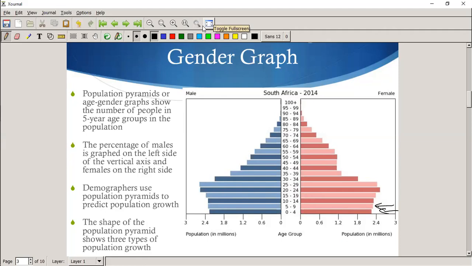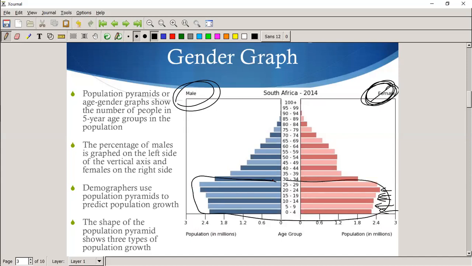Now, please note that on my right-hand side, I've got the females. On the left-hand side, I've got males. Each bar represents 5 years. And then what we see over here is typical of a rapidly growing population. We have a very wide base at the bottom and a very small top.